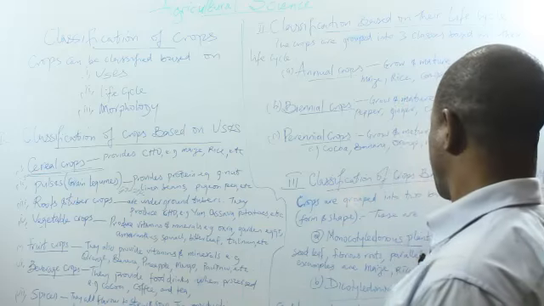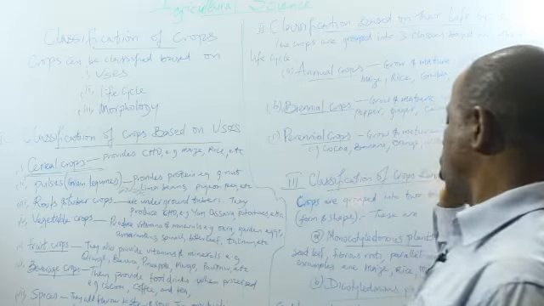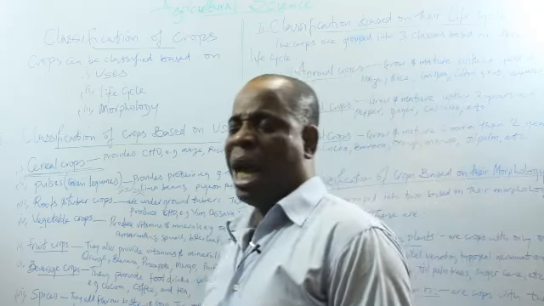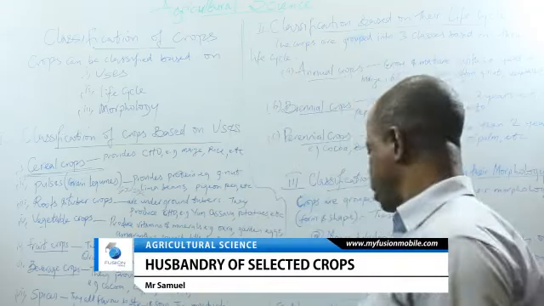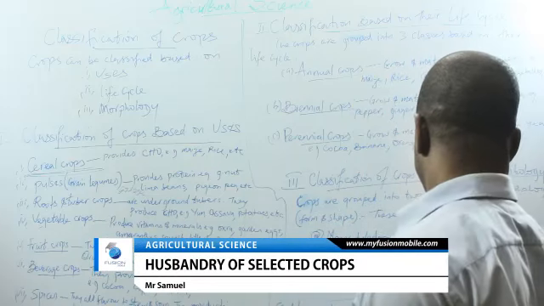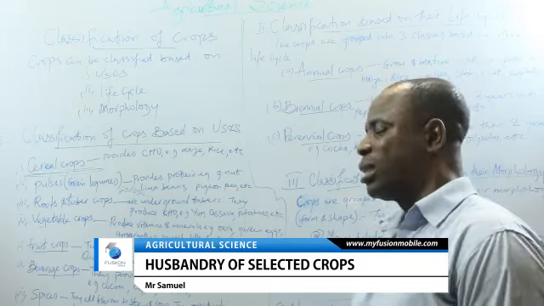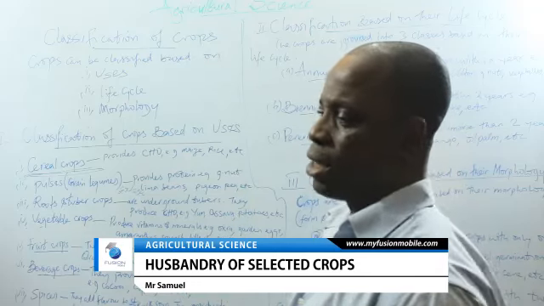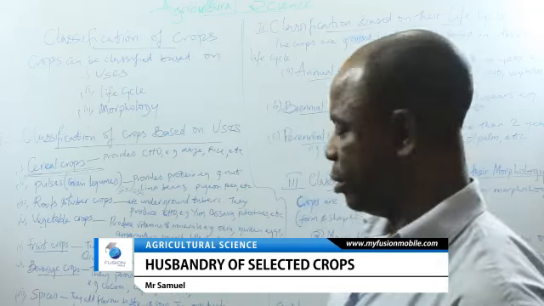So the first one, monocotyledonous plants, are crops with only 1 seed leaf. They usually have fibrous roots. They have parallel venation and hypogeal germination. Now, when the seed leaf is 1, the root is fibrous. That means it has small roots from the same origin.